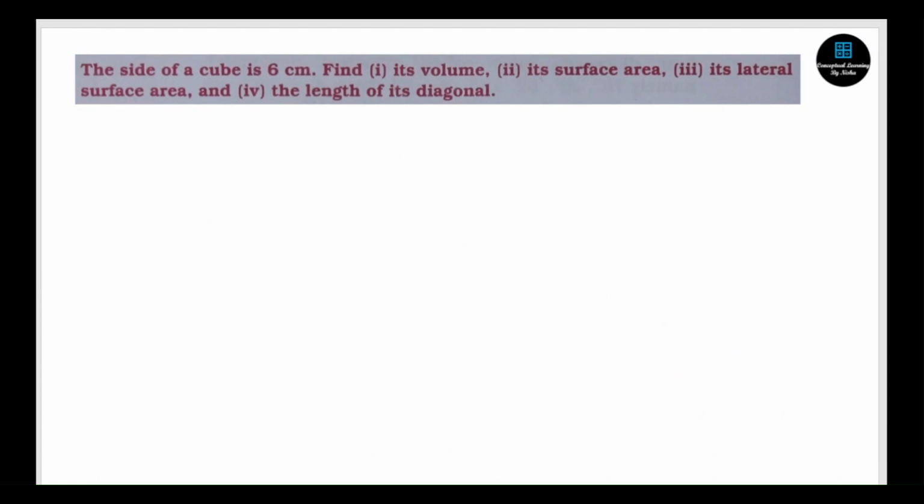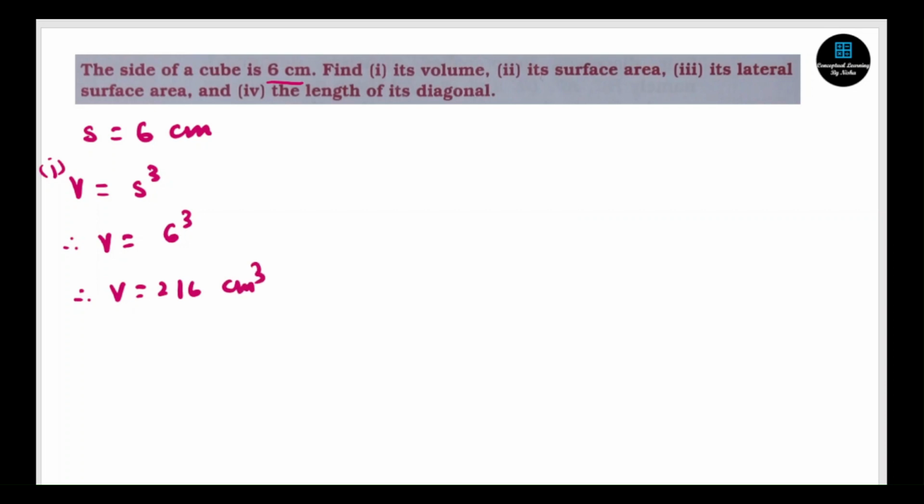Now the sides of the cube are given. Okay, all sides are same. We know that for cube, this is 6 centimeter given. Now same question, but we have to find for cube. So now volume. The first answer we are finding, volume is equals to side cube, right? So therefore volume is equals to 6 cube, and this gives me 216 centimeter cube, right? So we got our first answer.